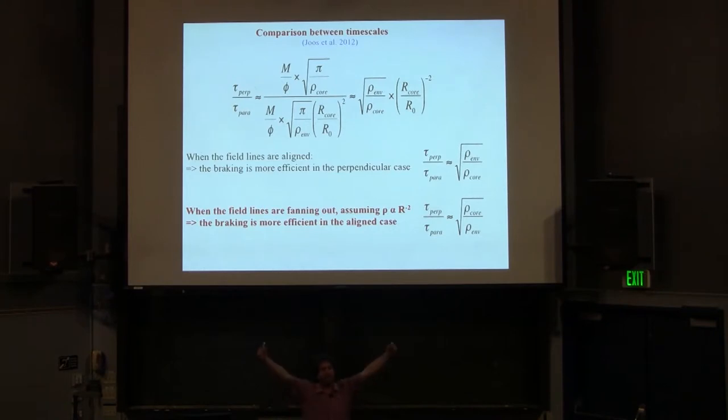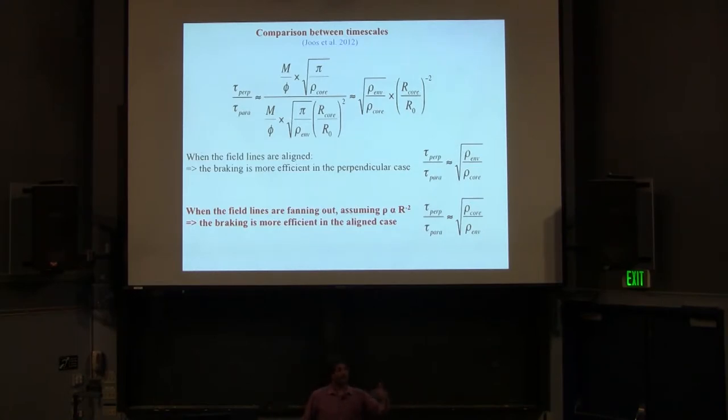this fanning out of the field lines, which I think is the one that should be applied in the context of strongly collapsing dense cores, because the field line has been squeezed. Okay, and as we saw, there is a strong fanning out of the field line, the magnetic braking is significantly shorter because of this effect.